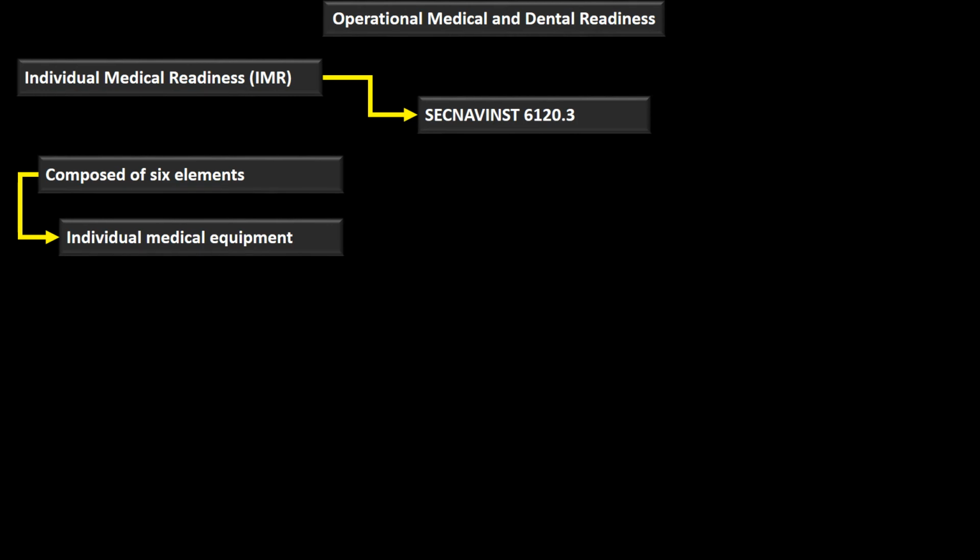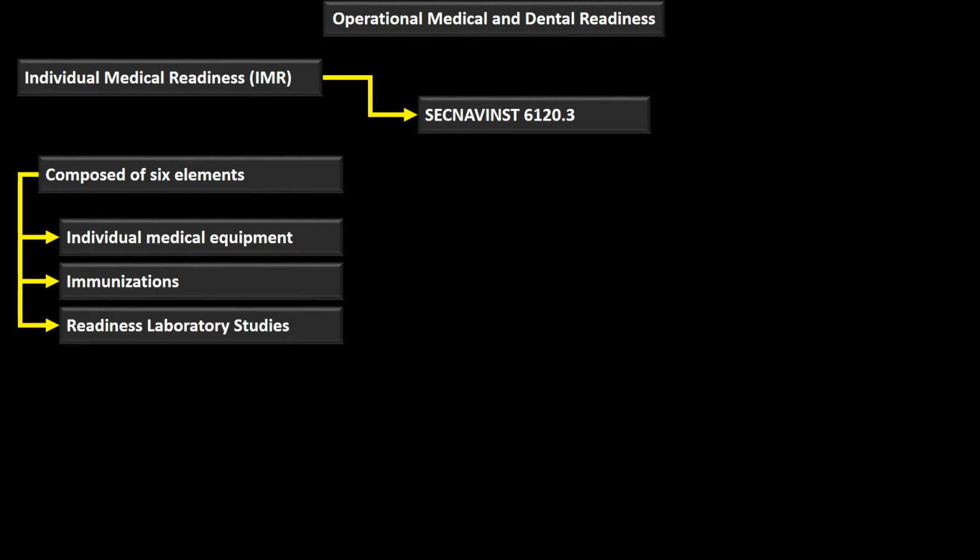The first one, we're going to talk about individual medical equipment. If you require something like a hearing aid, or if you need red dog tags for a medical alert or an allergy, that would be covered under individual medical equipment. Immunizations, if you're going somewhere where you might need anthrax or a smallpox immunization, this would fall under immunizations.